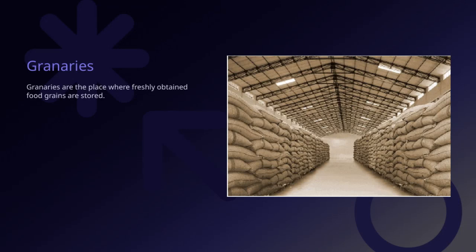Granaries are the places where freshly obtained food grains are stored. They play a crucial role in managing food supplies, especially after the harvest. By storing grains properly, communities can ensure they have enough food during times of scarcity or bad harvests. Think of granaries as the safety net for food security. They help prevent waste and spoilage, and also allow for a steady food supply over time.